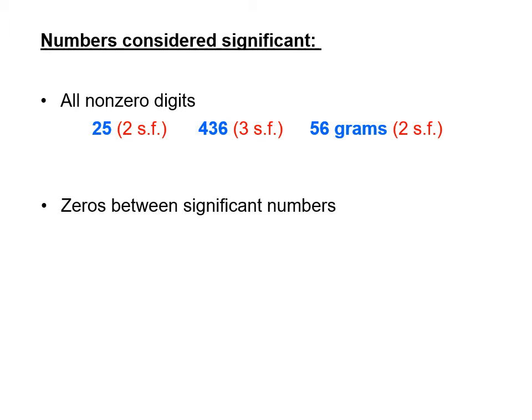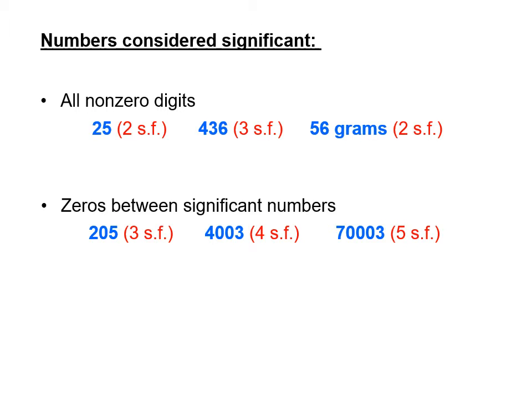Another rule for significant figures is that zeros between significant numbers are considered significant. So we know the rule for non-zero digits. The rules for zeros is a little bit different. If the zeros are between two significant figures, then we consider those zeros significant. For example, the zero in the number 205 is significant, so that number has three significant figures. Both of those zeros in the number 4003 are considered significant, so that number has four significant figures.